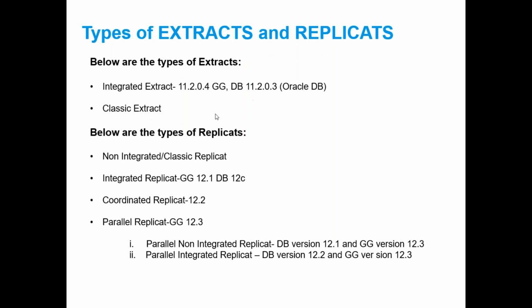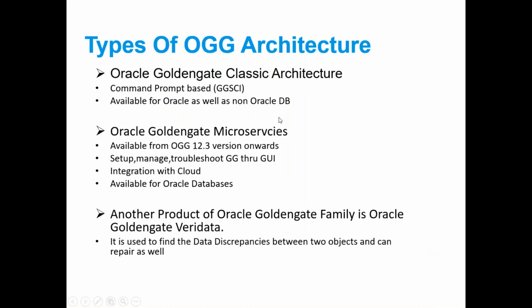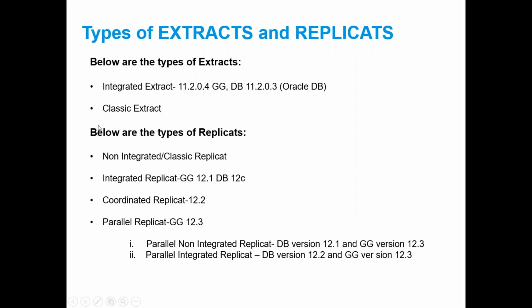So for the people who have that question, the purpose of this slide is to make them understand that with the introduction. There are two types of architecture: classic and microservices. Under classic architecture, you have different types of extracts, like integrated and classic. Under microservices, you have different types of extracts, integrated and classic. Similarly, under classic, you have different types of replicates: non-integrated, integrated, coordinated, and parallel replicate. Same way, under microservices, you have different types of replicates: non-integrated, integrated, coordinated, and parallel replicate.